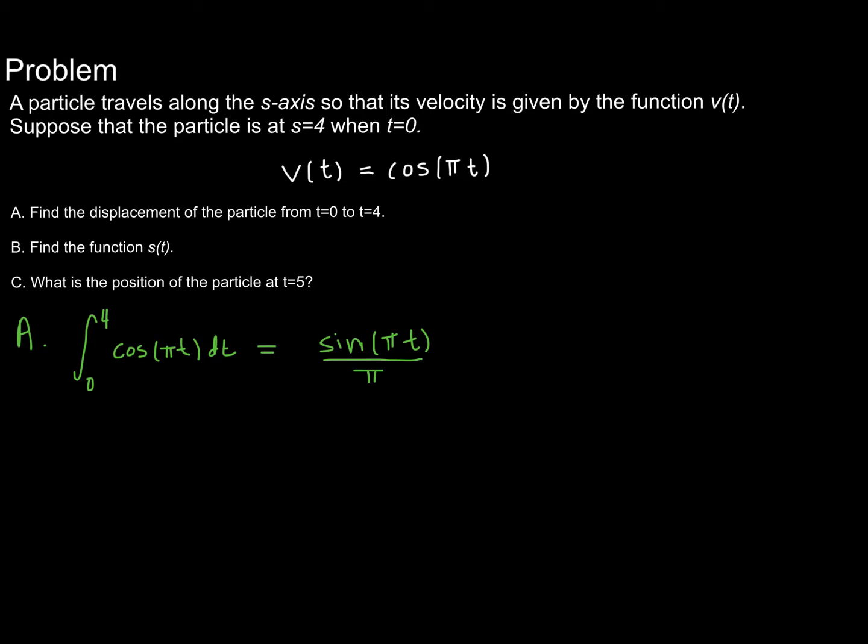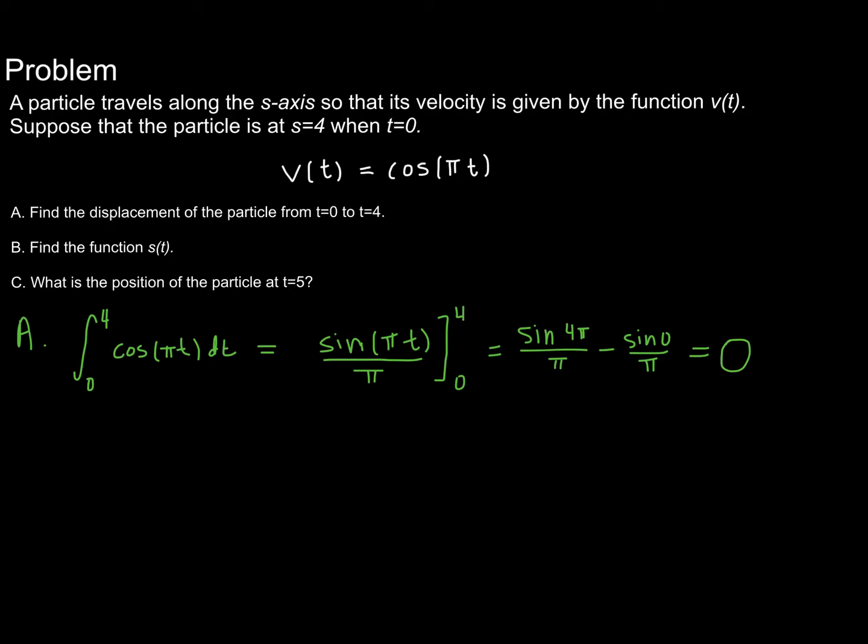And I'm going to evaluate this at 4 and at 0 and subtract the 2. And this is easy enough to write, so we'll go ahead and write it down now. And we can evaluate this quite easily. 4 pi is twice around the unit circle, so we're back to the beginning of the unit circle, and sine at that point is 0. So I have 0 over pi minus 0 over pi. 0 minus 0 is 0.